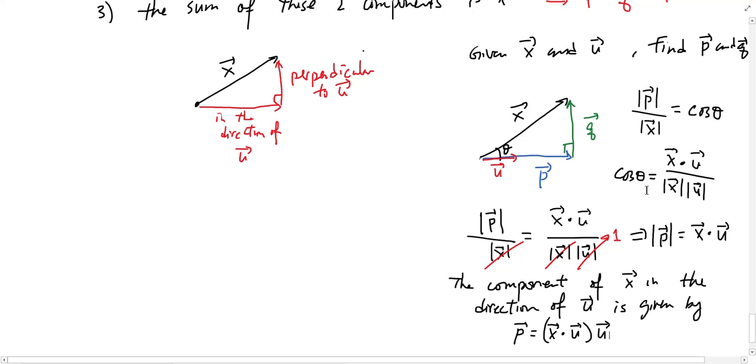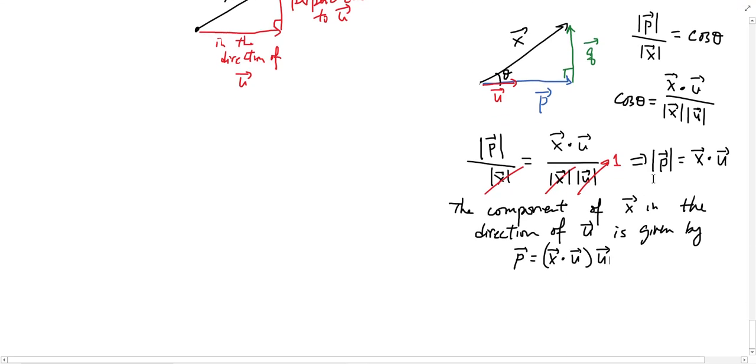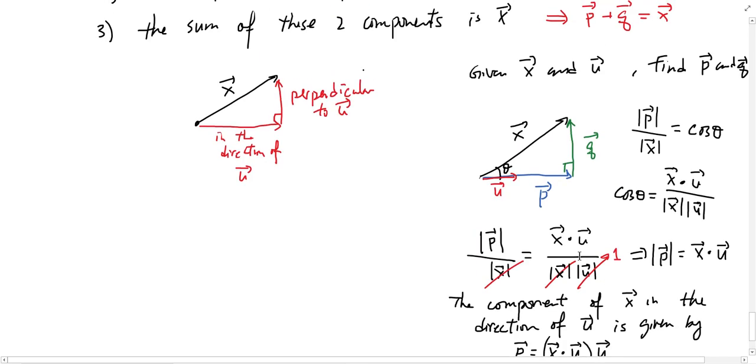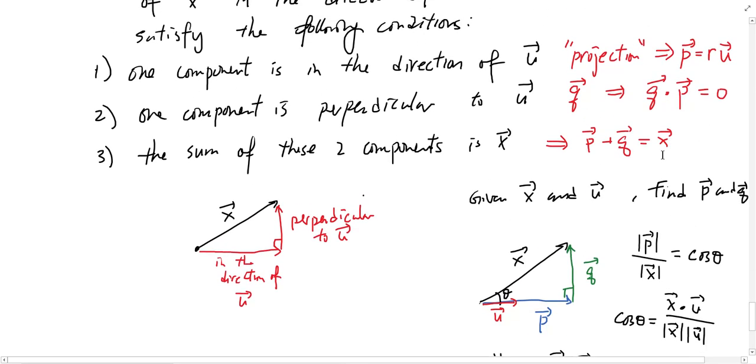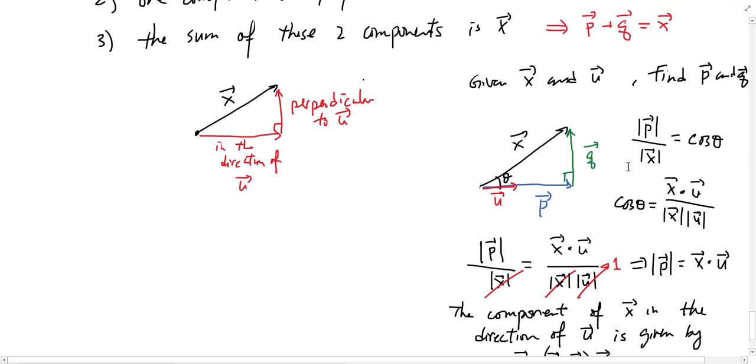And now the next question is, how do I find the perpendicular component? Well, actually it's much easier now. The reason is that now we know x, we know p. And since p plus q must equal x, you see that equation right here? That tells me that if I know p already, I can just move p to the other side, and therefore solve for q.